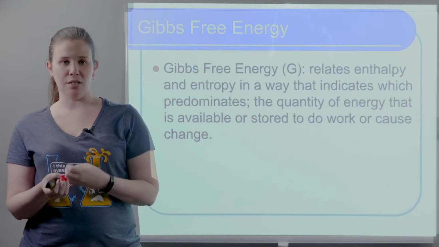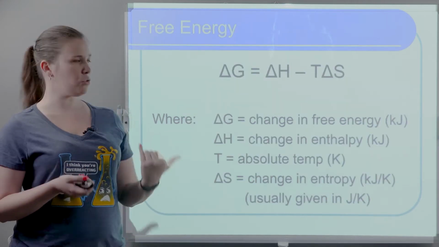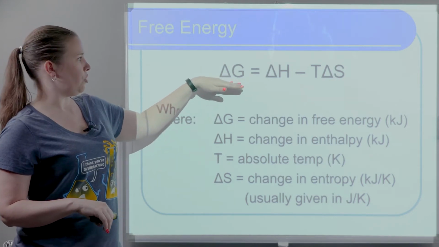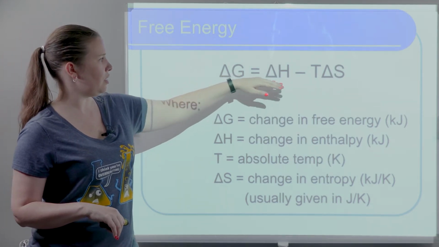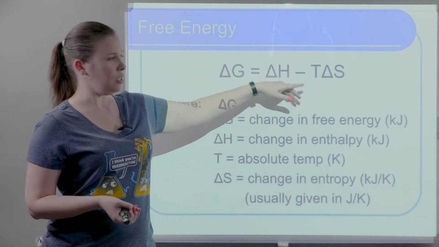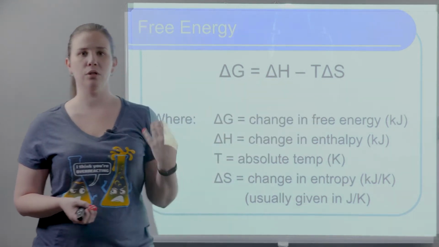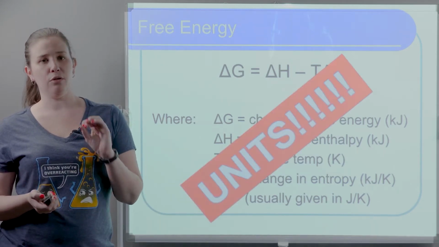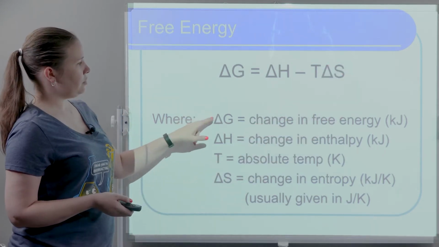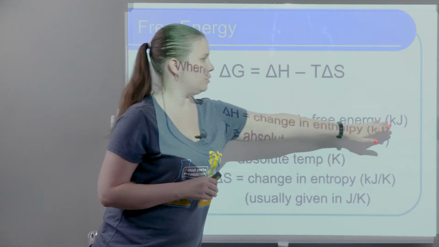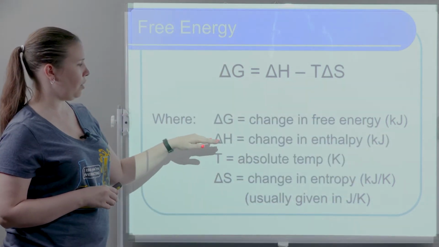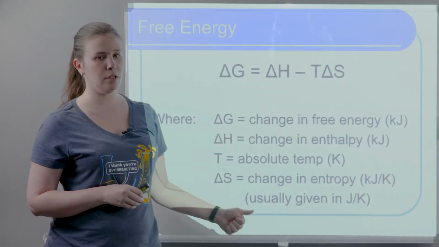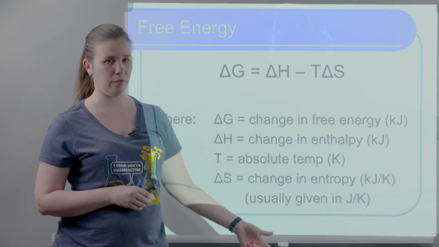Which condition is going to dominate? So the formula for Gibbs free energy, variable being G, is that you're going to do delta G, set that equal to change in enthalpy minus the temperature times your entropy. You've got to be really, really careful about your units here. The delta G on the table is going to come as kilojoules, and your enthalpy will also be kilojoules. But entropy is typically measured in joules per Kelvin.